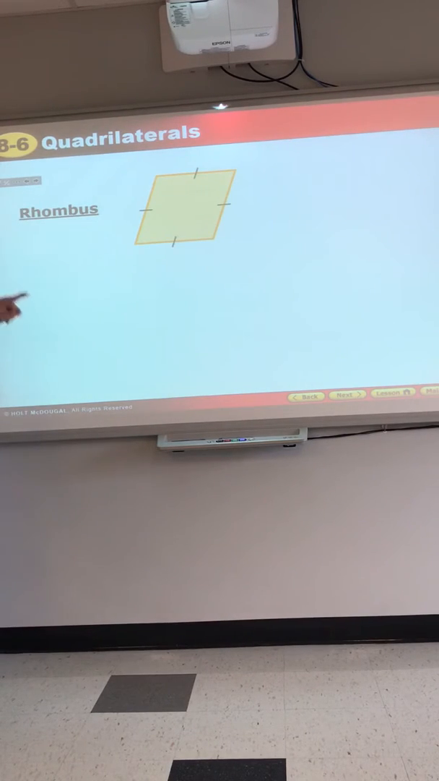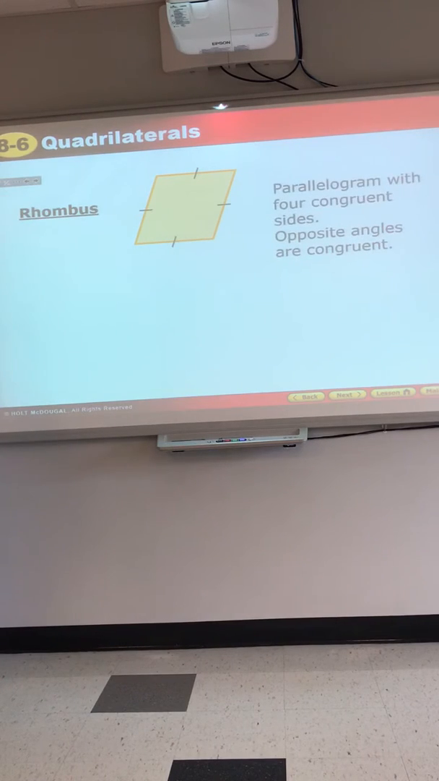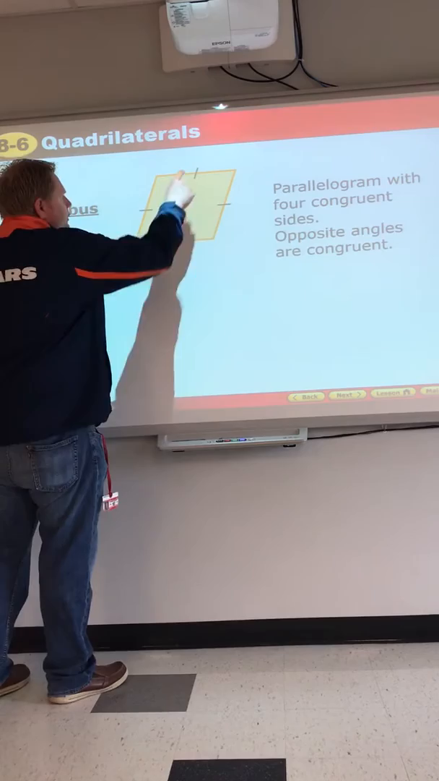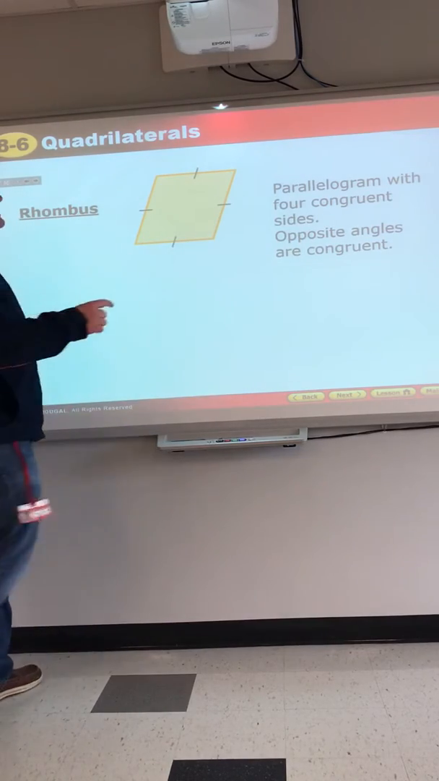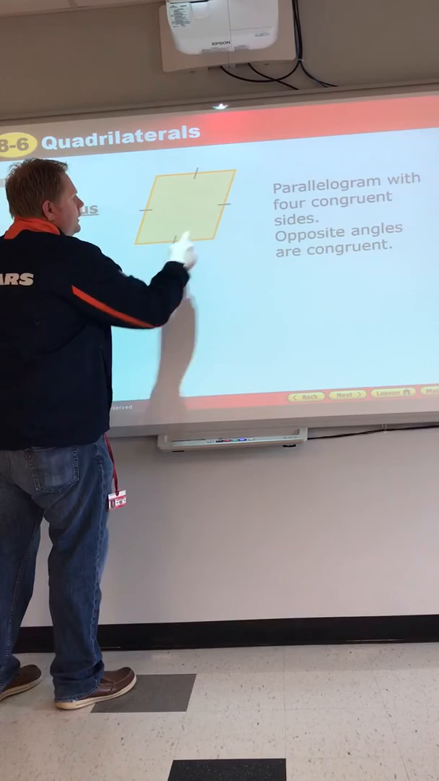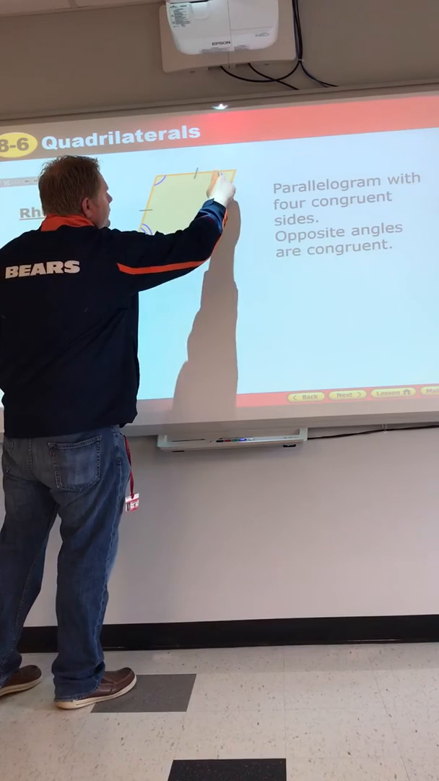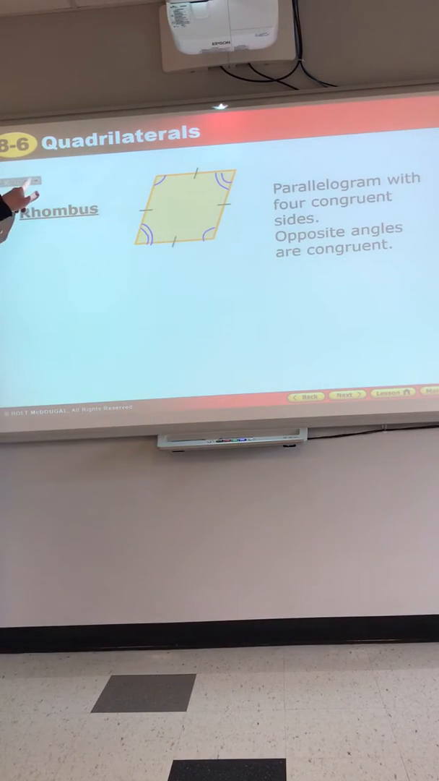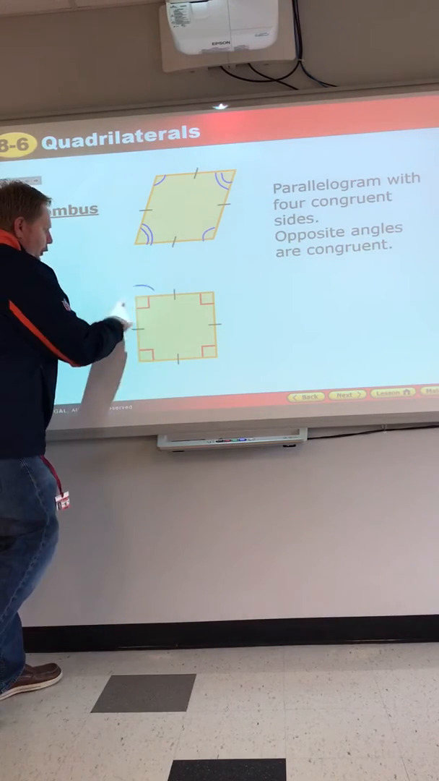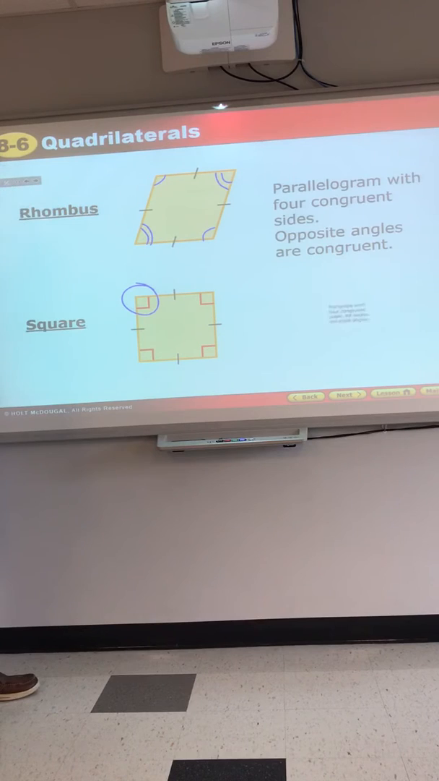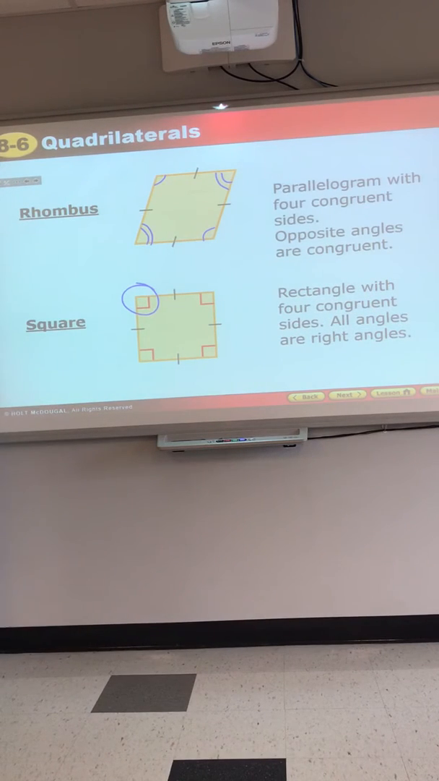A rhombus, and I bet you they show square down here, are very similar to the parallelogram and the rectangle. So, parallelogram with 4 congruent sides. 1, 2, 3, 4, all congruent. Opposite angles are congruent as well. These are congruent. These are congruent. That means they're the same. With a square, all 4 sides, same. And 4 90s. That's what it'd be saying. Rectangle with 4 congruent sides. All angles are right angles.